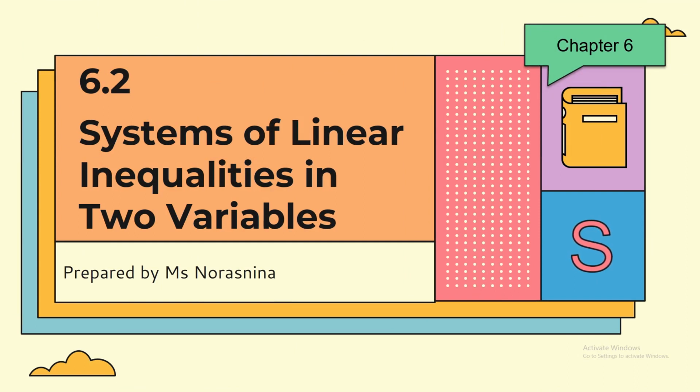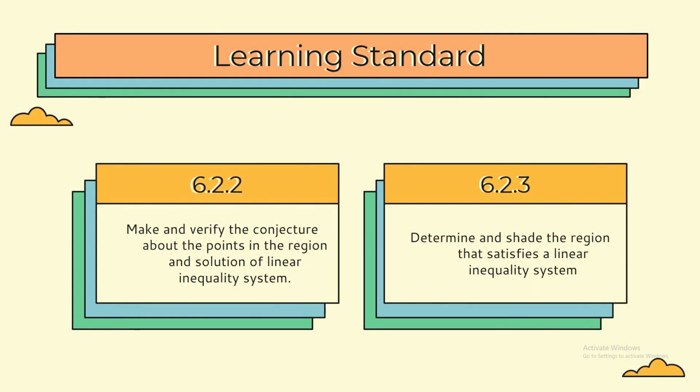Okay, today we're going to continue in chapter 6.2, which is system of linear inequalities in two variables. For today we're going to touch on two learning standards: 6.2.2, make and verify the conjecture about the points in the region and solution of a linear inequality system, and the second one is 6.2.3, determine and shade the region that satisfy a linear inequality system.